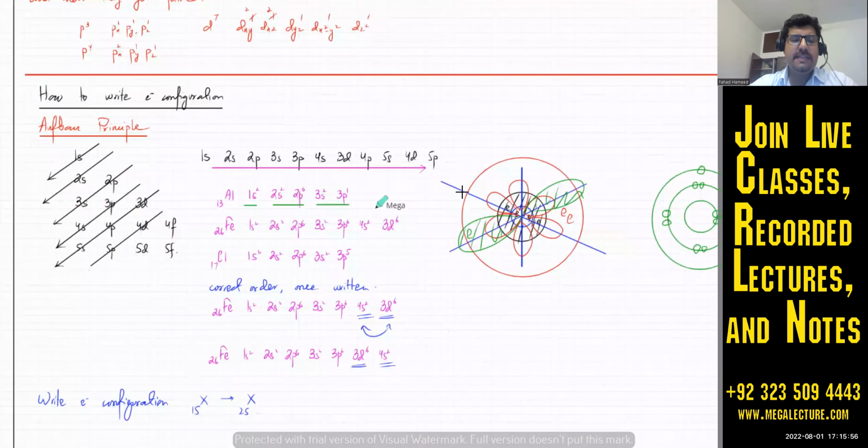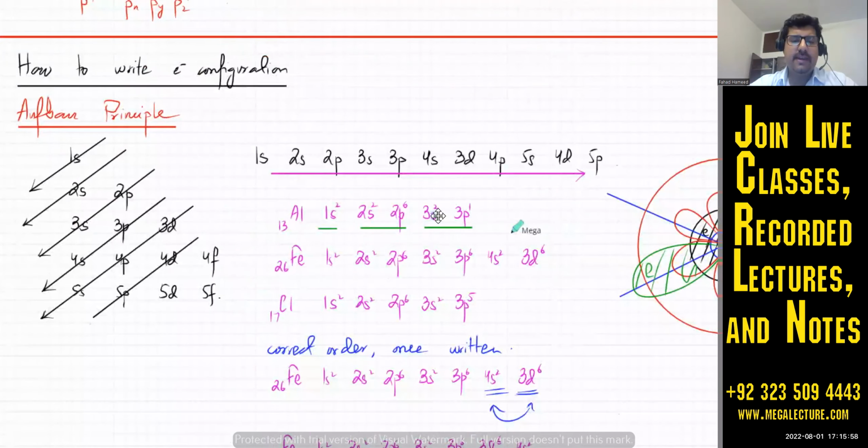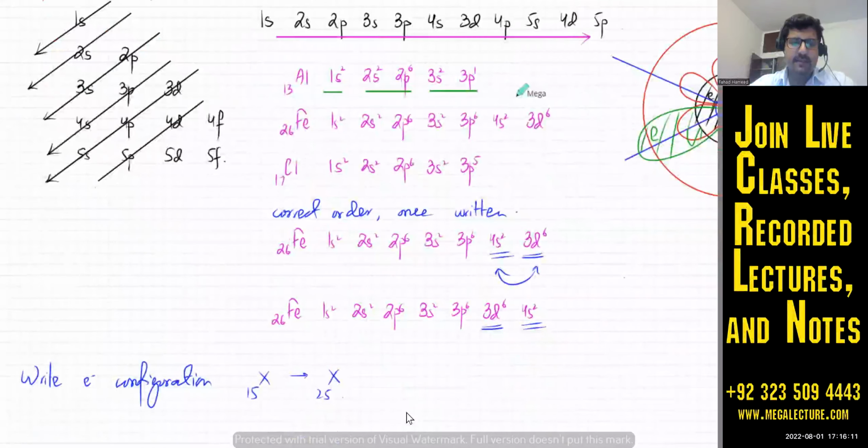So basically just remember this part. And I told you that once you have written down the electronic configuration, make sure you correct the order. Okay, let's look at the electronic configuration of a bigger atom, how to write that.